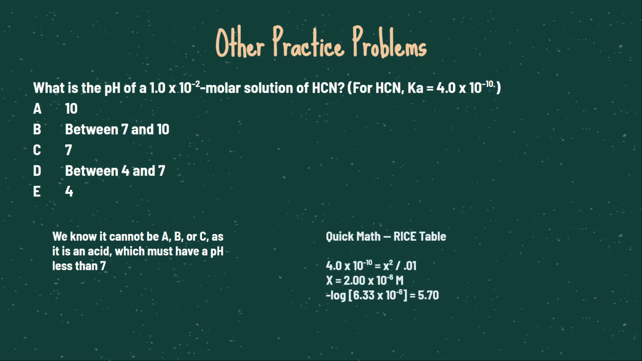So one thing we can do is set up a quick RICE table, and even as you practice with this more and more, you start to see trends in how to put these together, taking the Ka value, putting X squared on top, divided by the initial concentration of the molar solution. So you can set these up pretty quickly. And what you get there is X for your molarity, 2 times 10 to the negative 6. The negative log of that is 5.70. So the correct answer here is D.